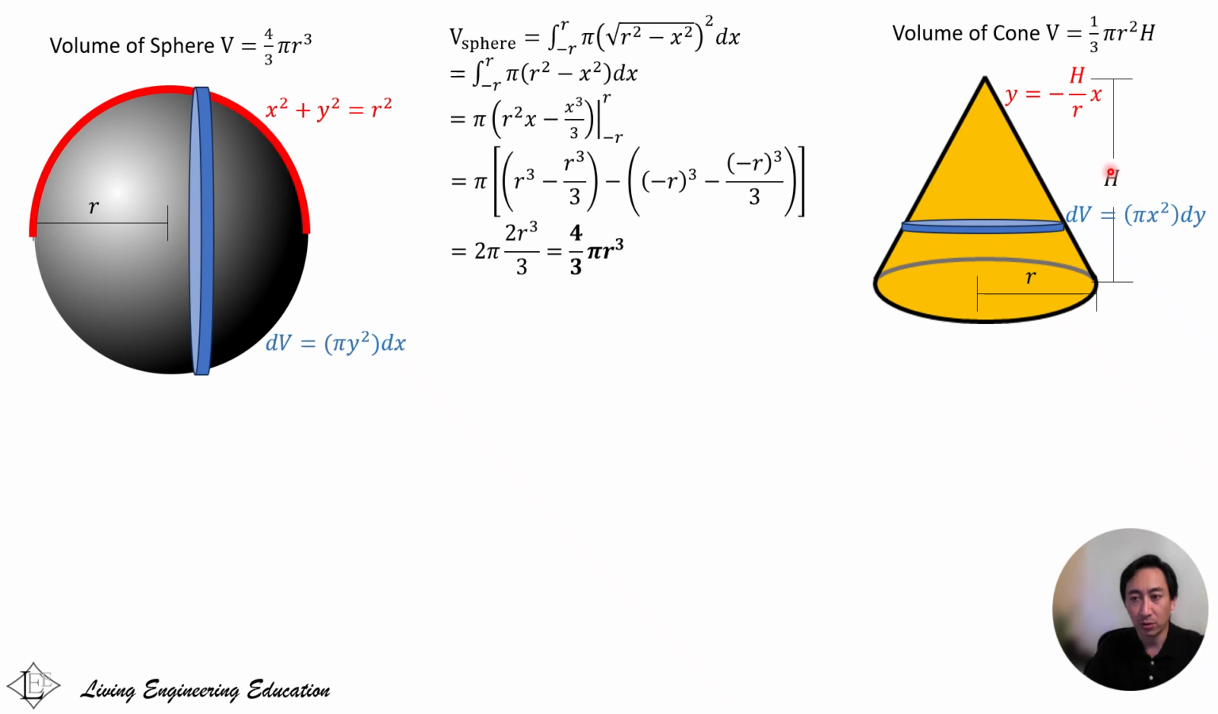Rise over run, it's dropping by h, so negative h. Run will be r, right? So that's my slope times x plus the y-intercept. The y-intercept will be 0 because I'm defining this as my origin.